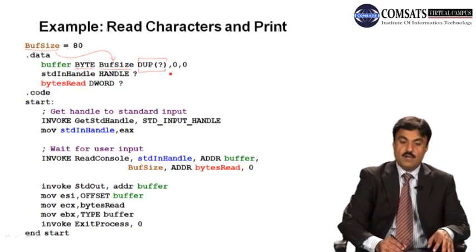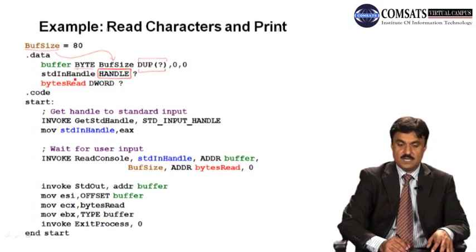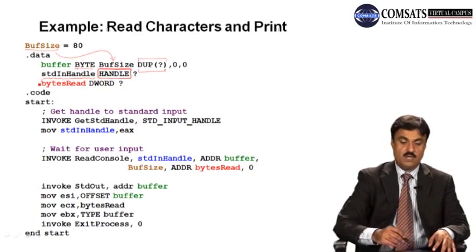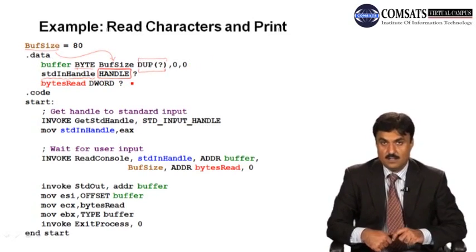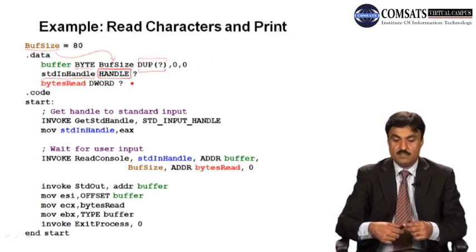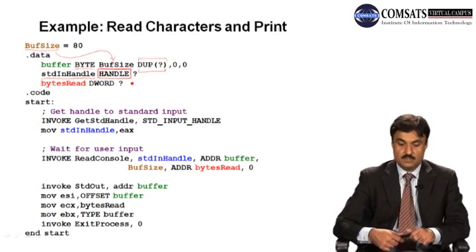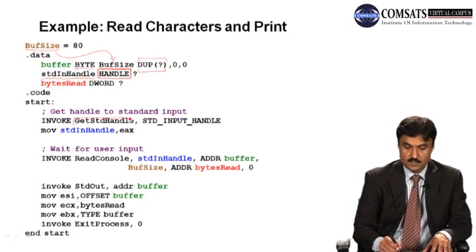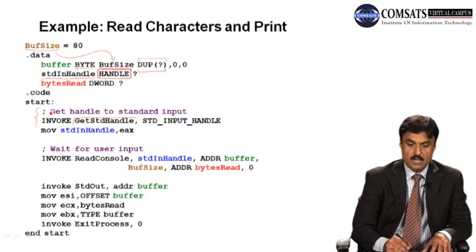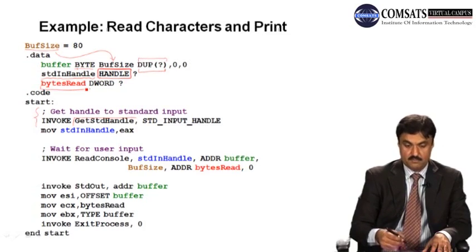And then we have one data type called the handle data type. The name of this variable is stdInHandle. This is our own defined variable, and its type is handle. It will store the handle that we get from GetStdHandle. Then we have bytesRead, which is how many bytes we read from there.